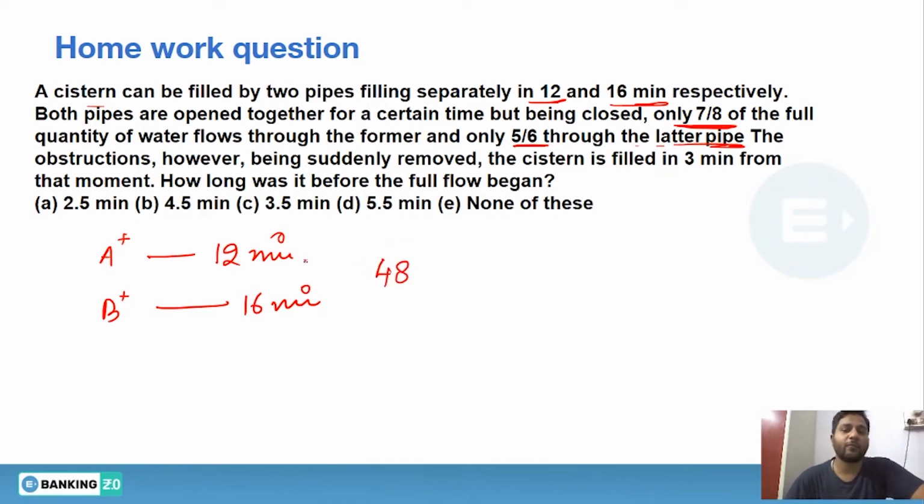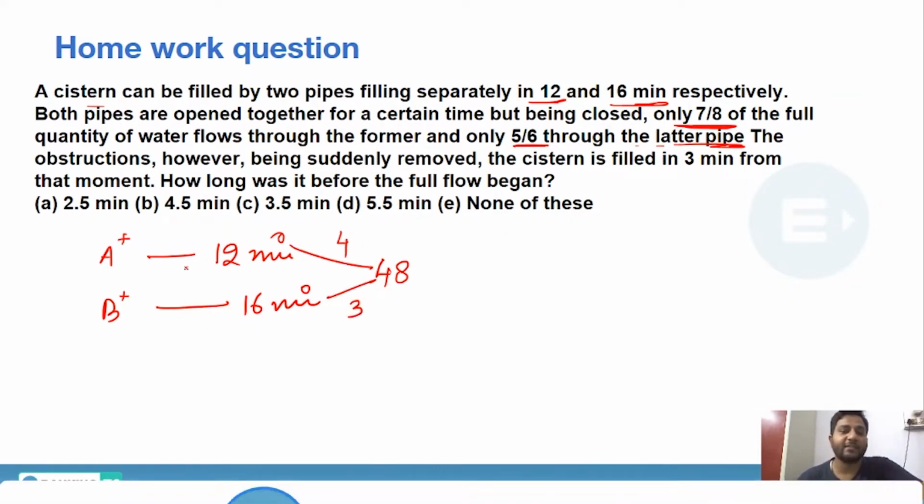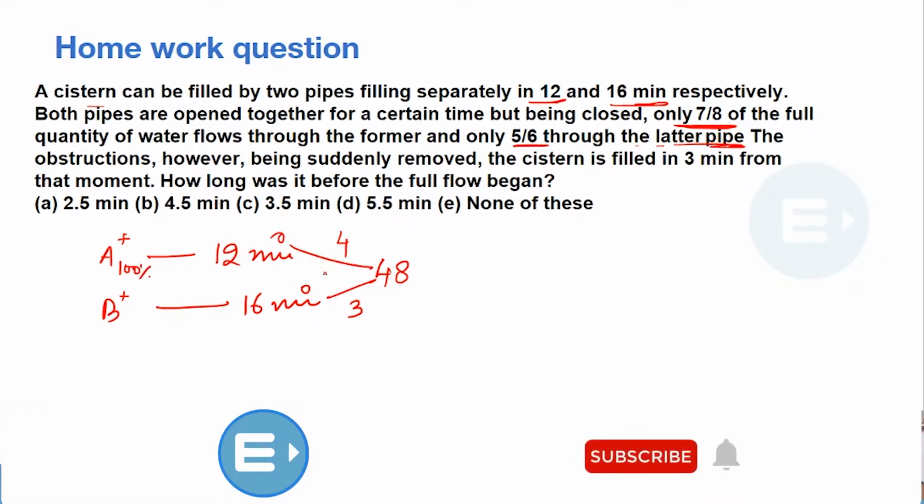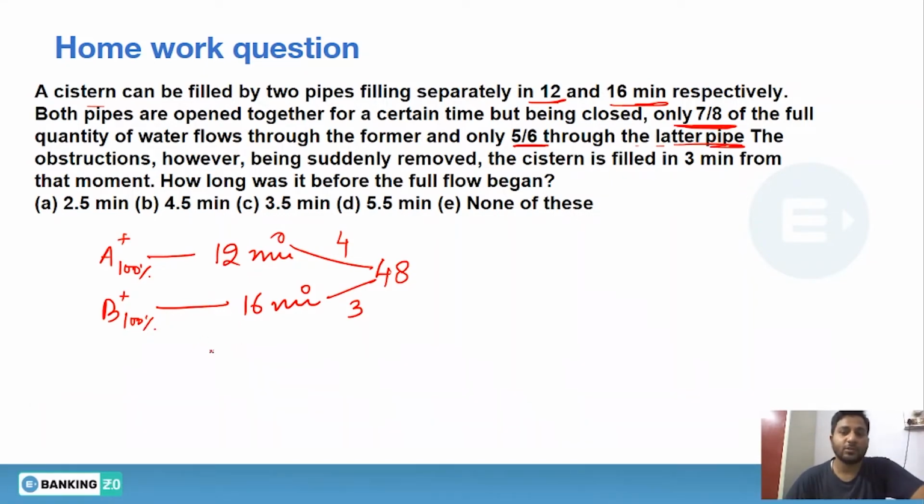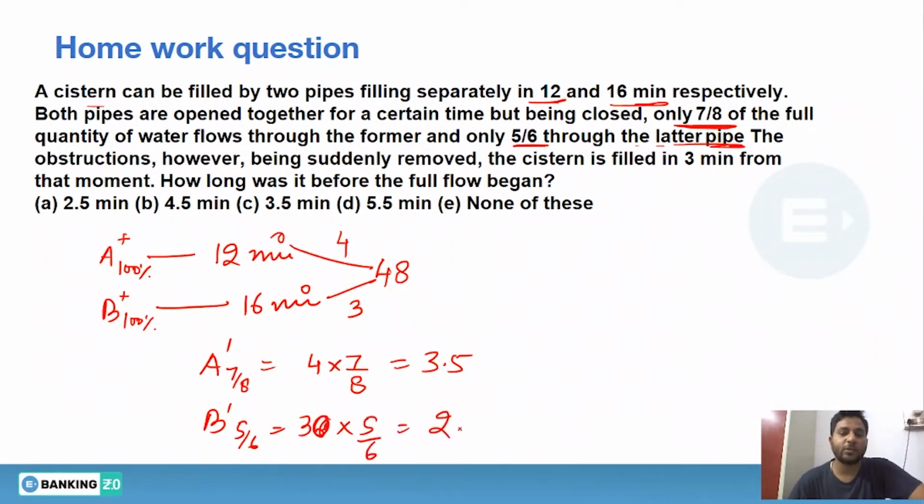Now their LCM would become 48, hence their efficiency would become 4:3. That means A's 100% efficiency is nothing but 4, while B's 100% efficiency will be nothing but 3. And as you know that they both are not flowing at full capacity, their efficiency will be of 7/8. That means 100% efficiency 4 times 7/8 will become 3.5. While B's 5/6 efficiency would be like 3 into 5/6, that means it would be 2.5.